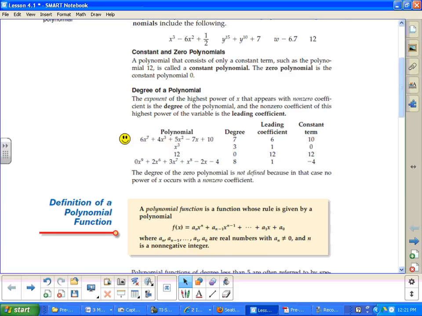So this one, the first one has a degree of 7, the second one degree 3. If it's the constant polynomial, just a number, then it has degree 0. And this last one here has degree 8. Now, even though it has 0x to the 9th power, well, what's 0 times x to the 9th? 0. So that really has no value, so you can't count that as the degree of the polynomial.